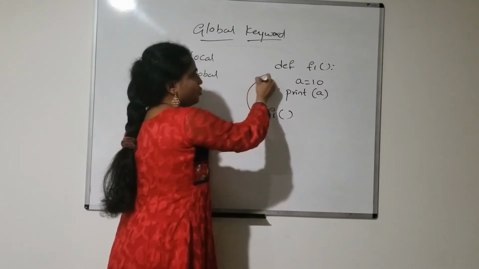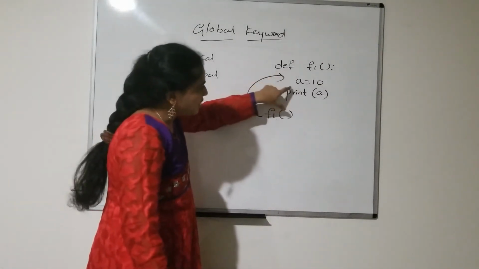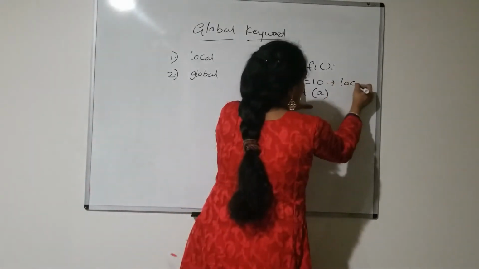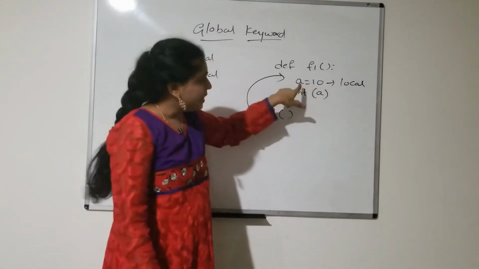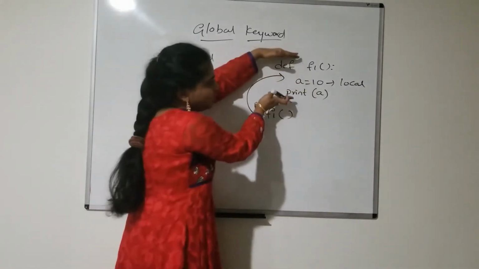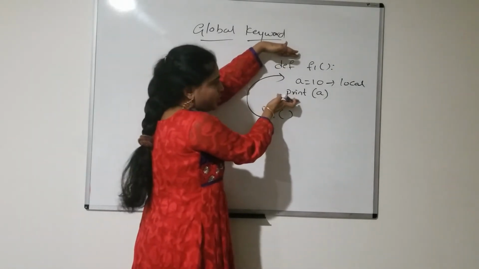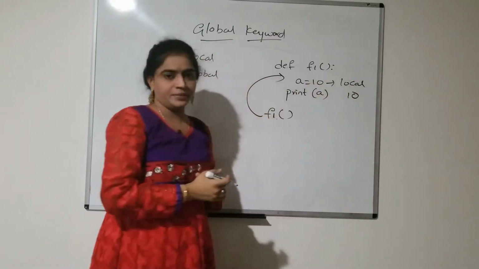The cursor goes to the function definition, and within this function I am declaring a variable. This variable is called a local variable, and the scope of this variable is confined to this function only. So, print of a means 10 is printed on the output screen.